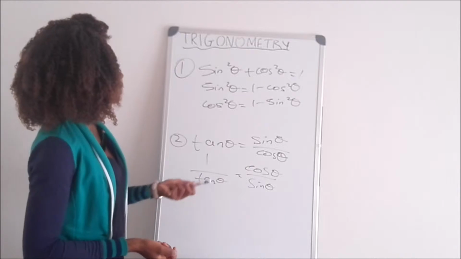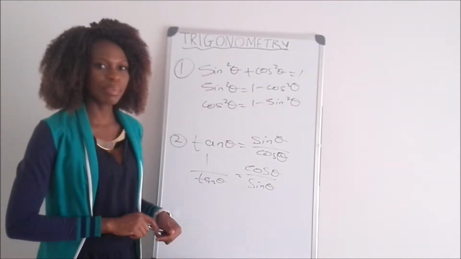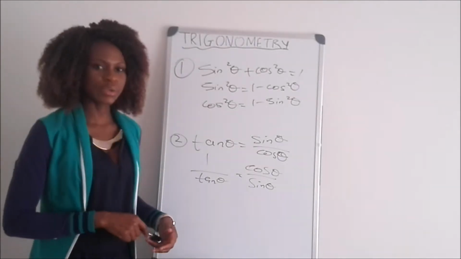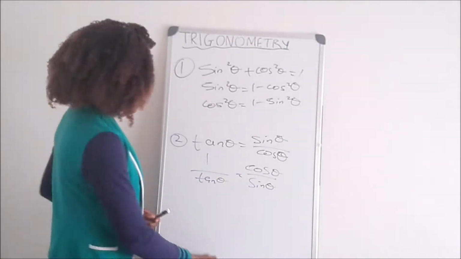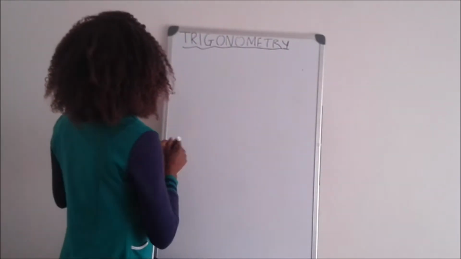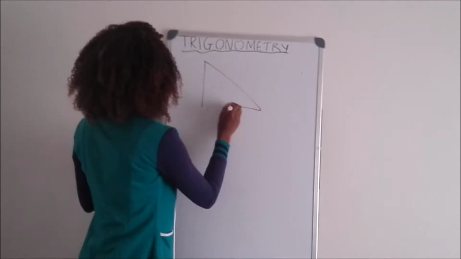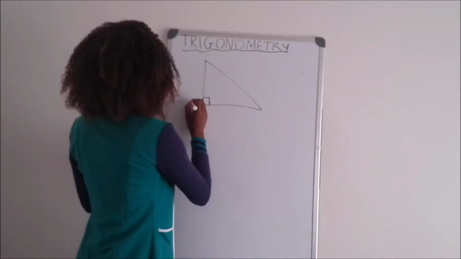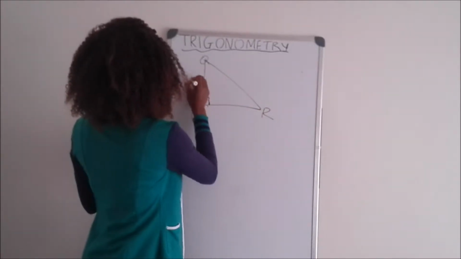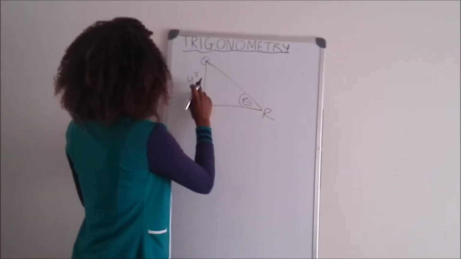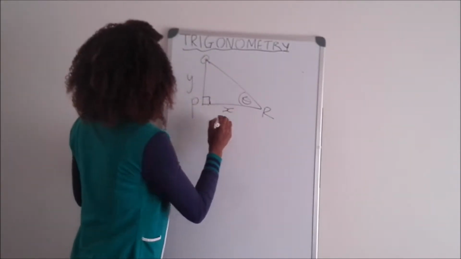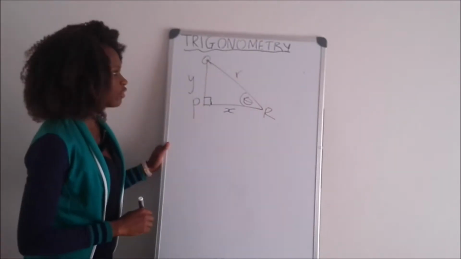Then how do they know that sine squared theta plus cos squared theta is equal to 1? And how do they know that tan theta is equal to sine theta divided by cos theta? Let me show you where the proof comes from. If we have a right angle triangle PQR, and theta is here, then this side is the opposite of theta, it's y, this one is the adjacent of theta, and this one is the hypotenuse of theta.